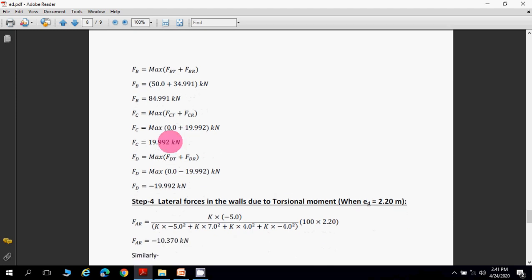So in wall C, the force due to translation is 0, and wall D is also situated in the x direction, so the forces due to translation in wall C and wall D are 0. Putting the values of FCT and FDT equal to 0, and FCR, which we have already calculated, as plus 19.992 kN, we get the total lateral force in wall C equal to 19.992 kN, and in wall D minus 19.992 kN.